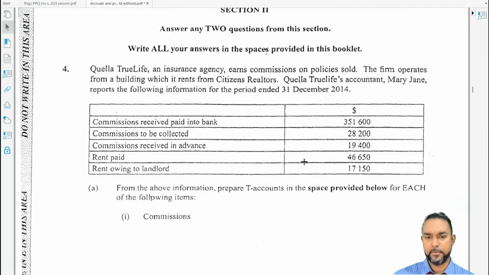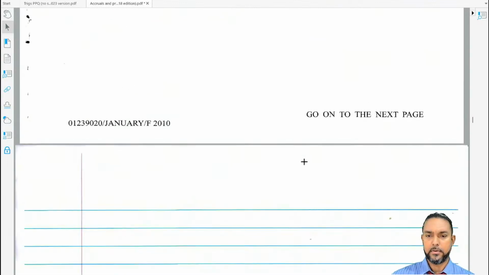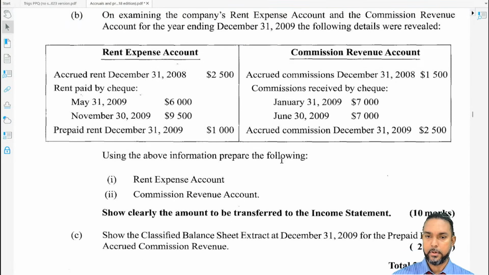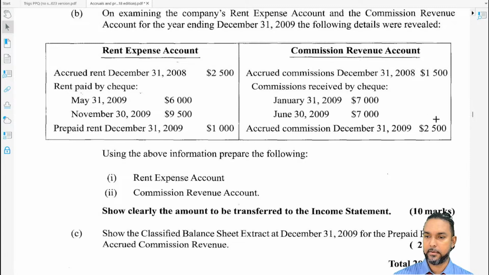All right, so we did 2015, 2016. Right, okay. All right, so here we have the commission revenue. Let me see if I could zoom in a little bit more. So we're only focusing on this part here. You have accrued commissions at the end of 2008, it's 1,500. And you have commissions received by check. You have two amounts during 09 of 7,000. And you still have accrued commission at the end of 2009.